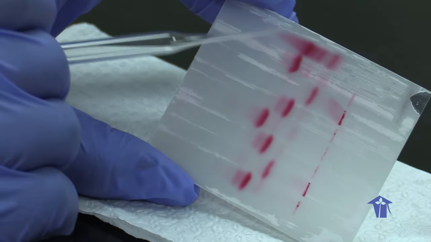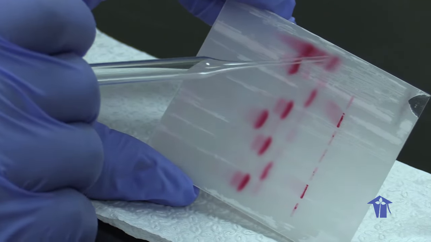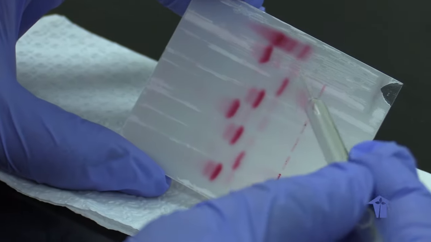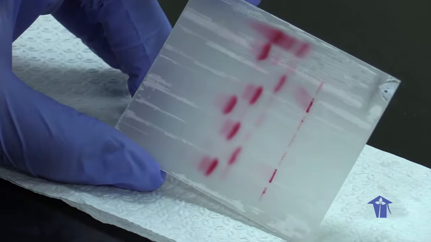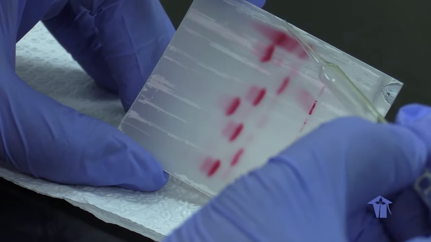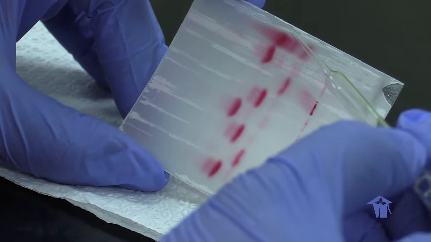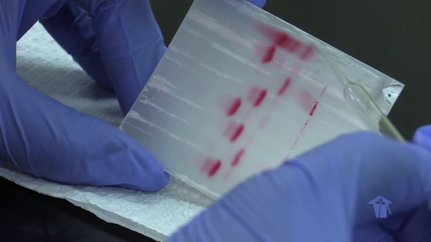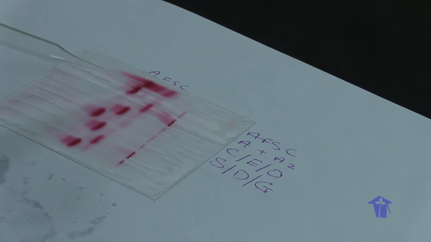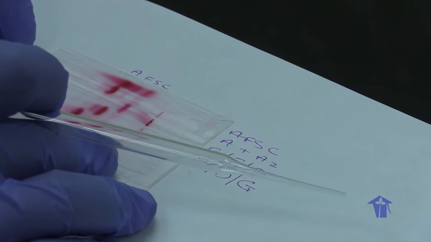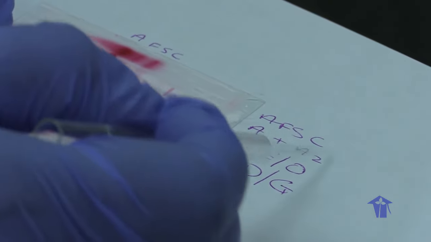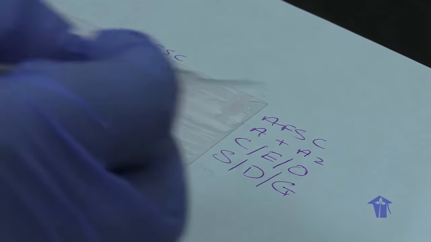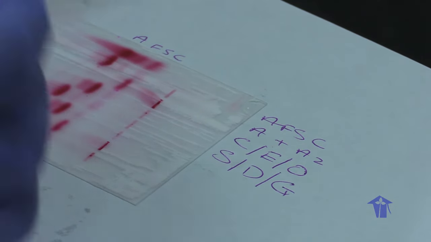We can still see our control bands, which is in first position, and we can see where our sample bands migrated to. So remember, I told you before that your control bands are A, F, S, and C. Okay, so we have our control band on top, our reference band, AFSC, and we read our sample against the control sample.